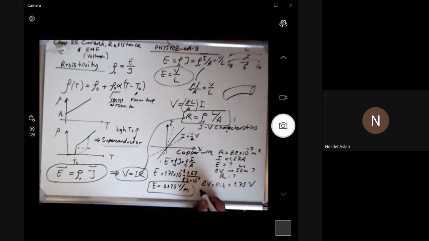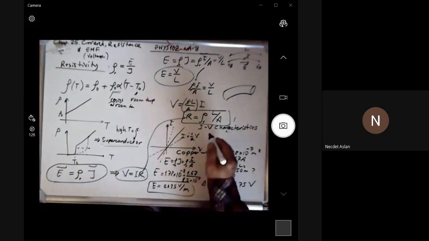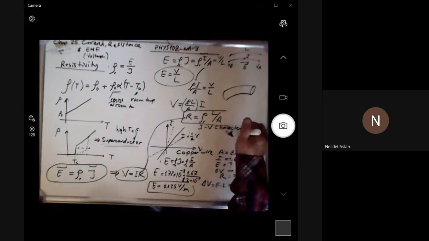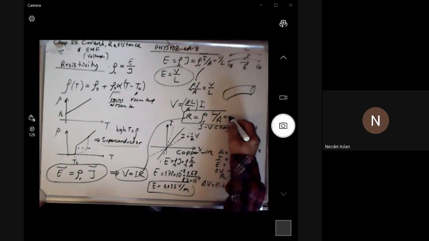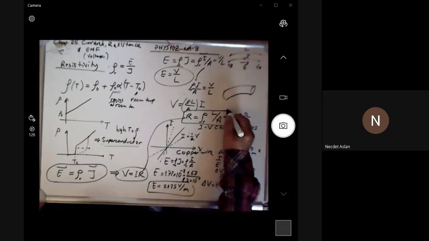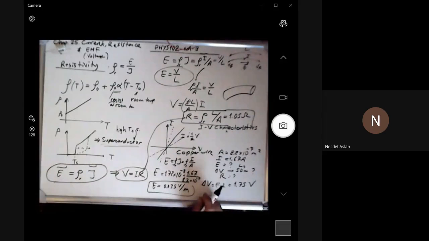So now, what about the resistance? How do you find the resistance? It's given here, so I can just put all the values there, and when you do this, the result is just 1.05 ohms. So it's about 1 ohm, very small resistance. Now, this is it, right? We get everything. So we solve the problem.